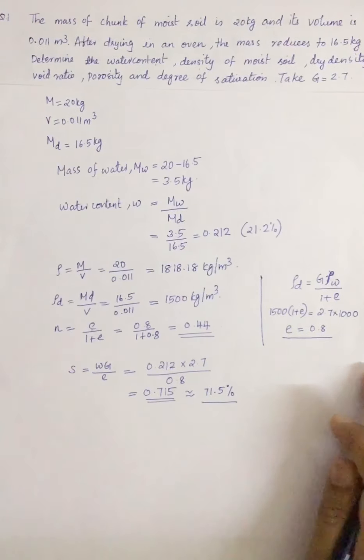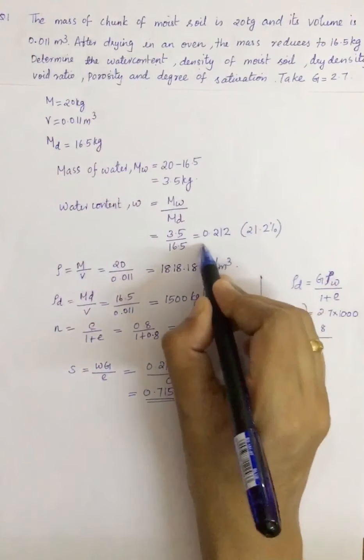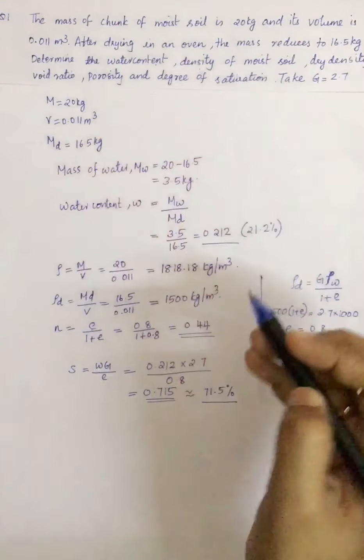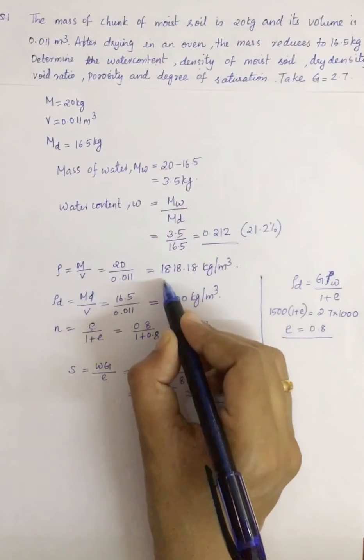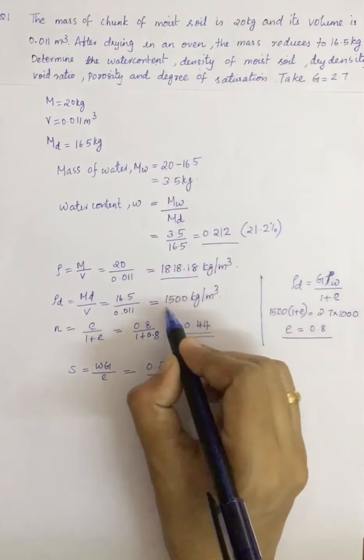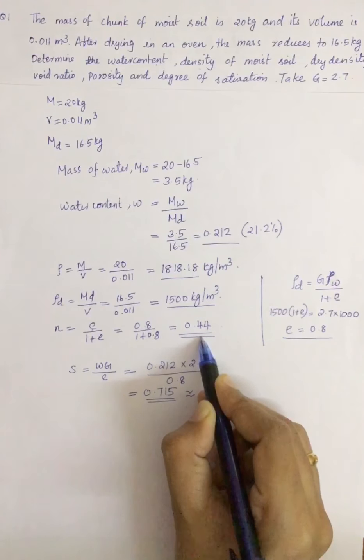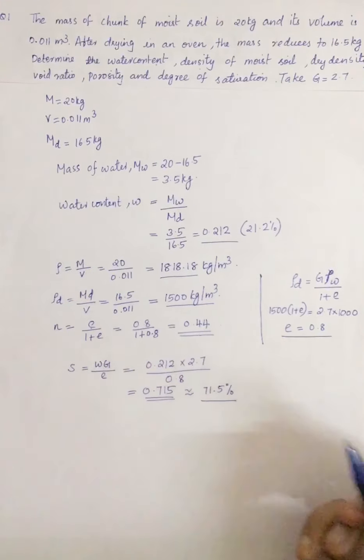So we have determined water content, second moist soil density, dry density, void ratio, porosity, and degree of saturation.